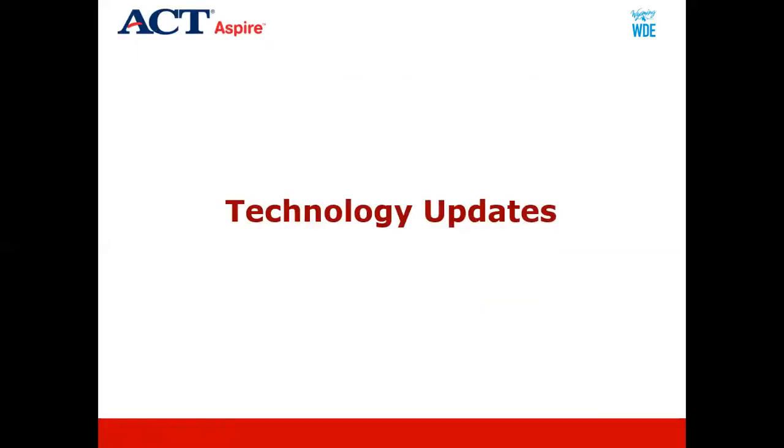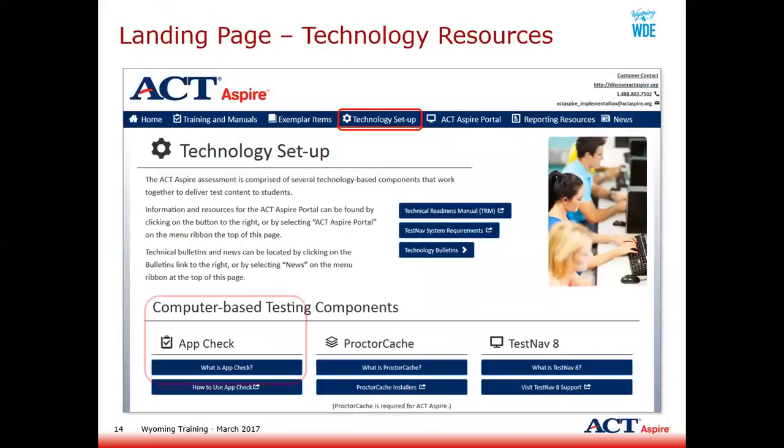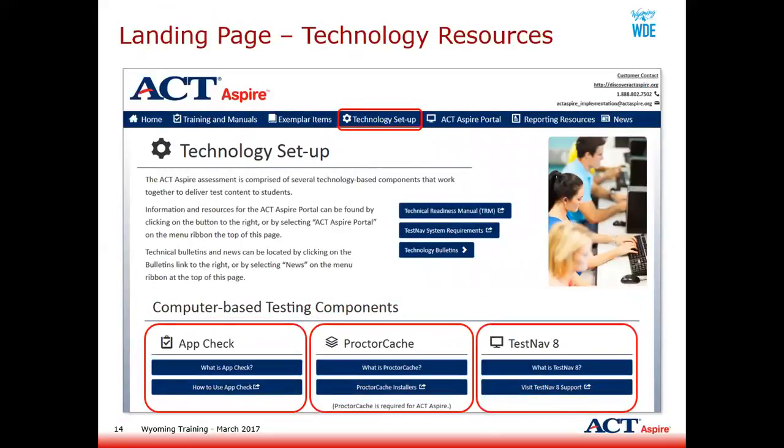Okay, so now we're going to move on to some technology updates. So also from the landing page, actaspire.pearson.com, we have a technology setup tab. And this is where you can find all your resources to prepare for online testing. It has resources for AppCheck, ProctorCache, and TestNav. AppCheck, we'll talk a little bit more in depth here in a little bit, but AppCheck replaces our previous System Check tool, which was an online website that you could use to assess your readiness for TestNav. So AppCheck is replacing that, so you can get information about AppCheck here.